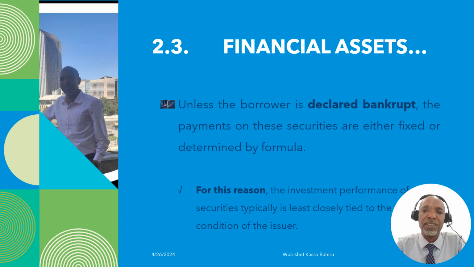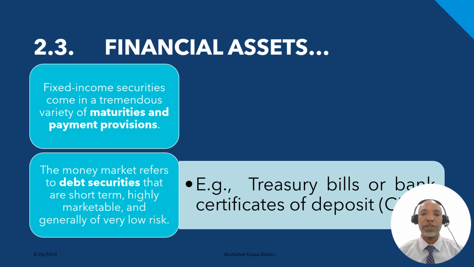So in the case of fixed income securities, unless the borrower declares bankruptcy, the payments of these securities are either fixed or determined by a formula agreed upon by the sellers and buyers of the bonds. For this reason, the investment performance of fixed income securities is least closely tied to the current condition of the issuer.